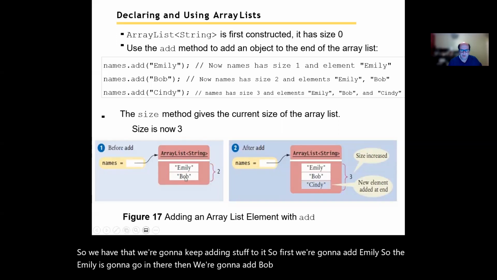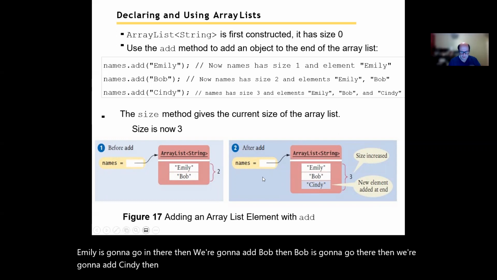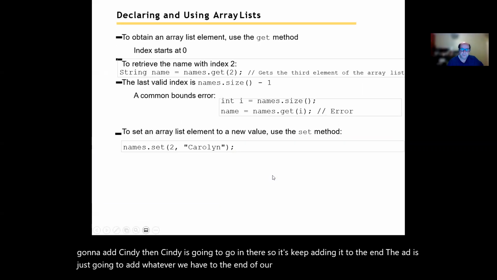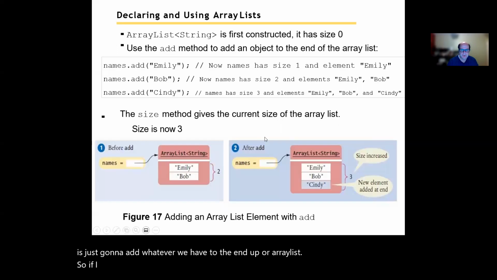Then Bob goes there. Then we add Cindy, and Cindy goes there. It keeps adding to the end. The add just adds whatever we have to the end of our ArrayList. So if I go, say, get 2, with indexes 0, 1, 2, that's what's going to give me Cindy.